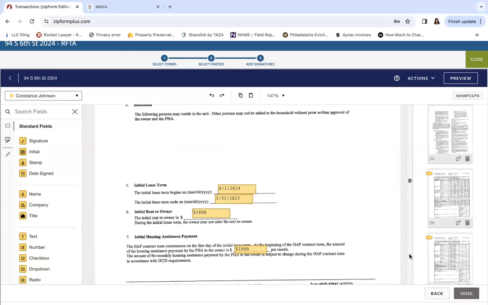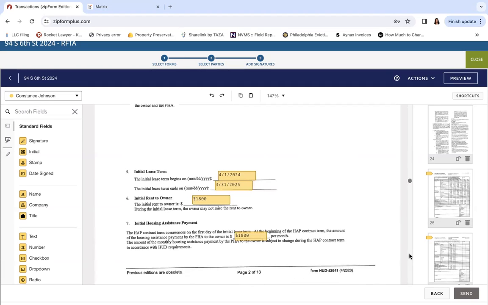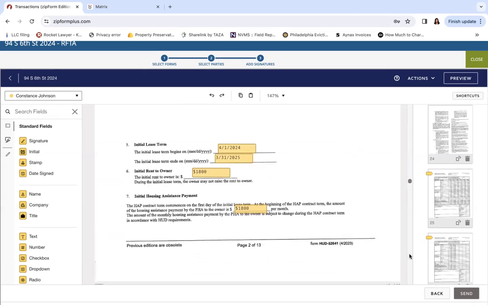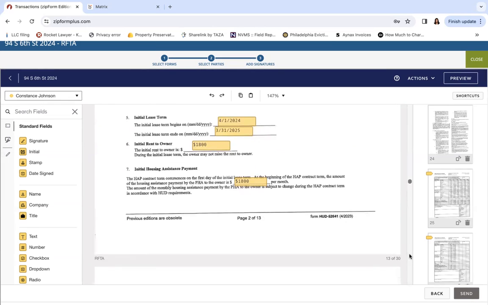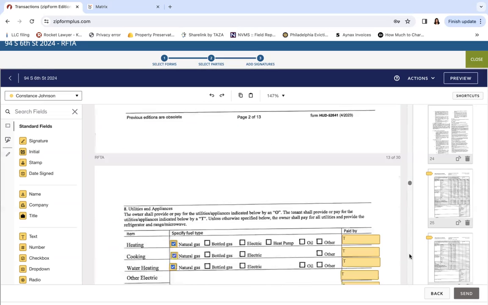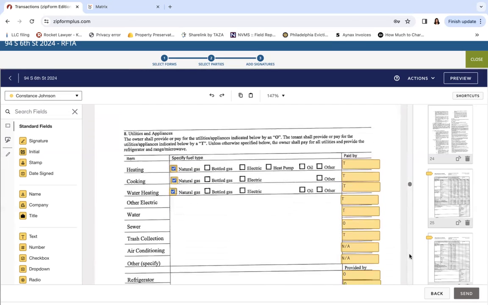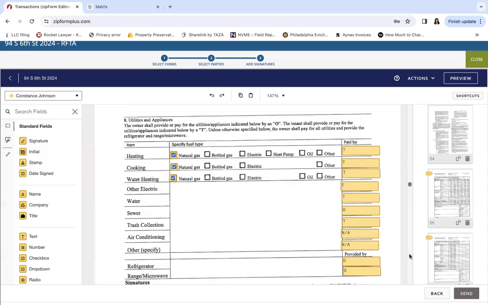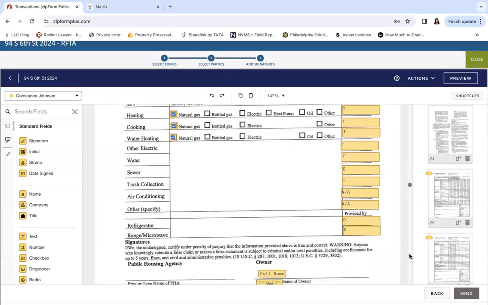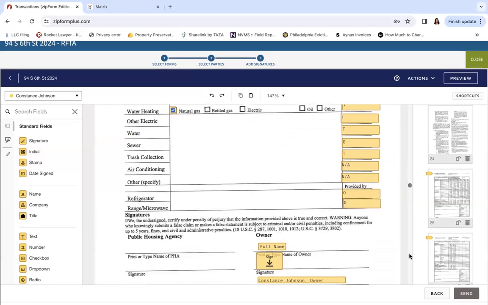The initial lease term, which is the start date of the lease and the end date of the lease on your original lease agreement, should match this. The initial rent to owner, in this example, I'm saying $1,800, but it's whatever you're charging per month for your rent. And then the initial housing assistance payment is, again, what you are charging per month for your rent. This looks familiar because we just completed it. They want you to complete it again, and then they're going to ask you to sign at the bottom.